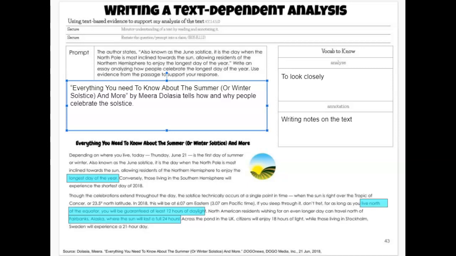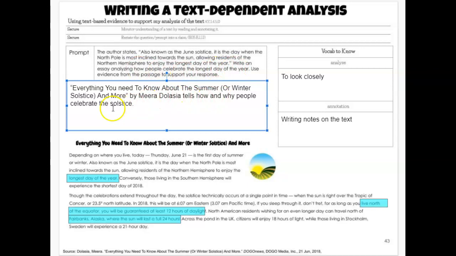So that gives me the title of the article, which I found right here, the name of the author, which I found right here, and then a super brief summary about what it was about. Now I need to make my claim, and a claim is something that can be argued, so I need to have it be some sort of an opinion. The prompt says, write an essay analyzing how people celebrate the longest day of the year.